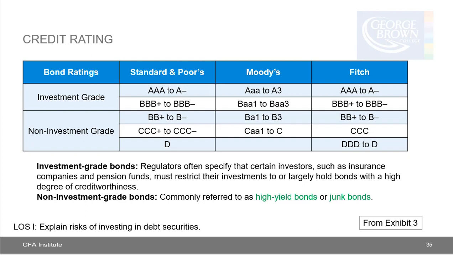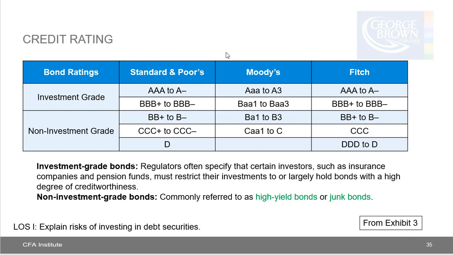So credit rating agencies assign a bond rating at the time of issue, but they also review the rating and may change a bond's credit rating over time depending on the issuer's perceived creditworthiness. An improvement in credit rating is referred to as an upgrade, and a reduction in credit rating is referred to as a downgrade. Now note that on the slide we're looking at the investment grade.